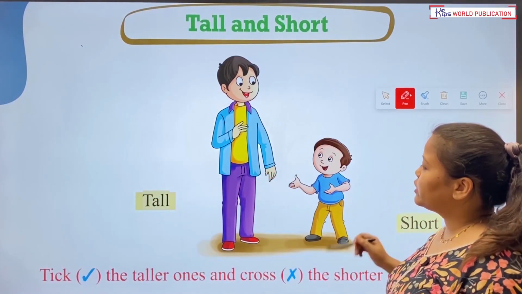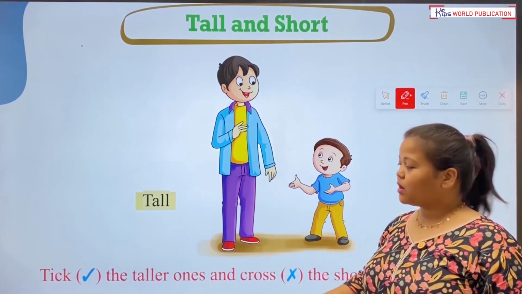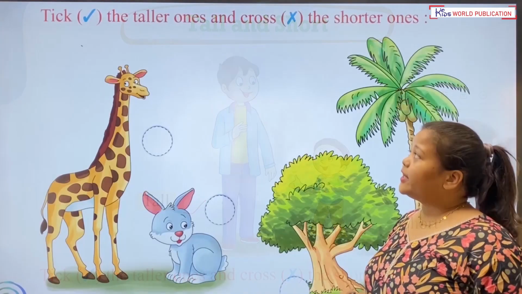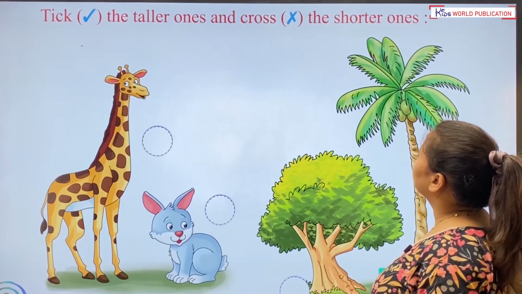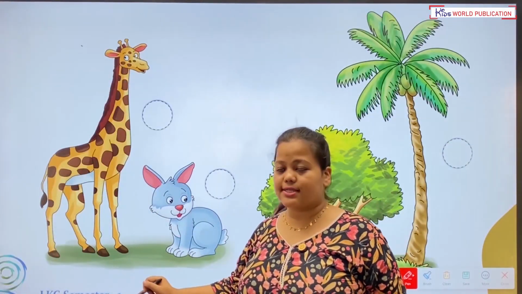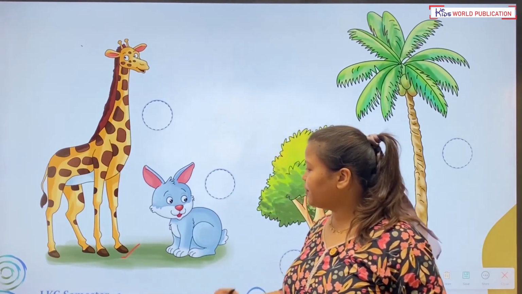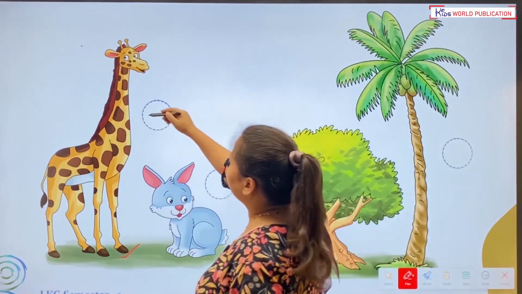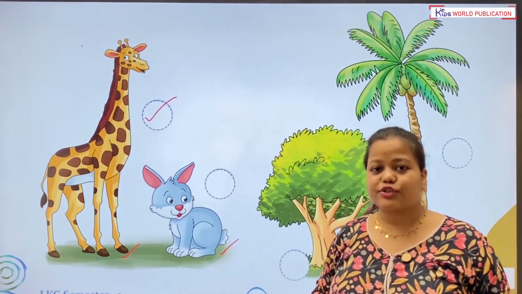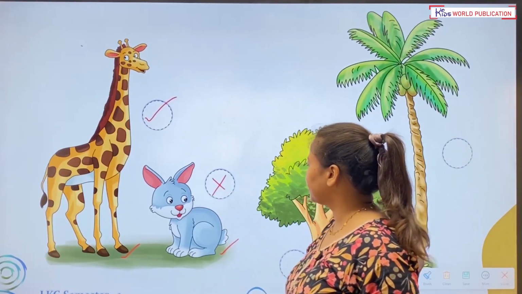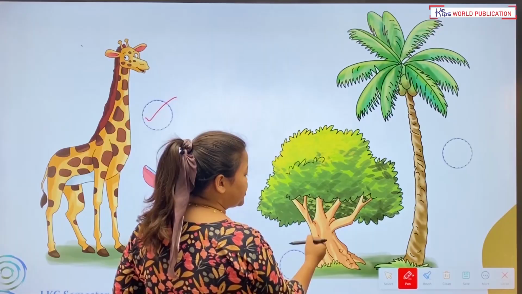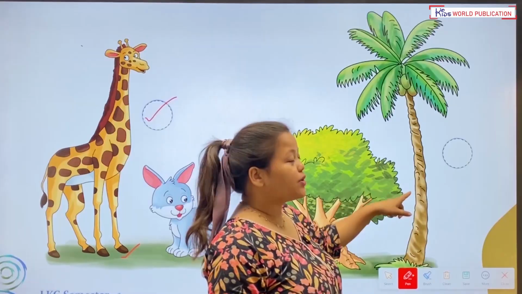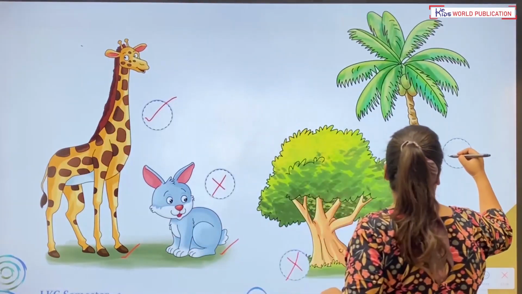Tall and short. So here you can see a picture. One is tall and the other is short. Pick the taller ones and cross the shorter one. So here you can see the image of a giraffe and a rabbit. Giraffe is taller, so we will tick it. Rabbit is shorter, so we will cross it. Here you can see pictures of two trees. So this tree is shorter, we will cross it, and this tree is taller, so we will tick it.